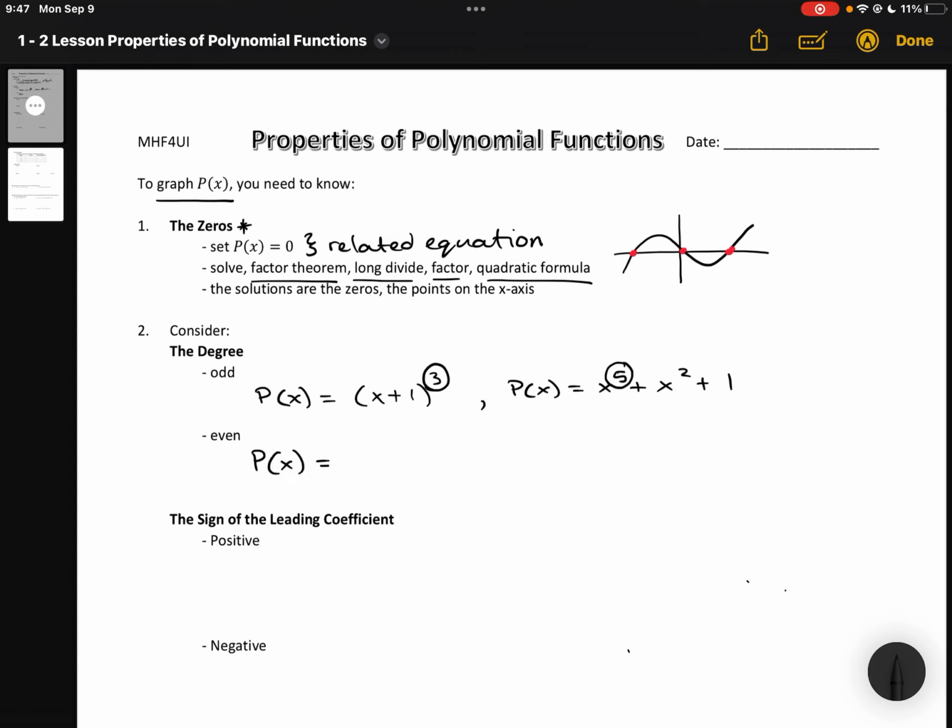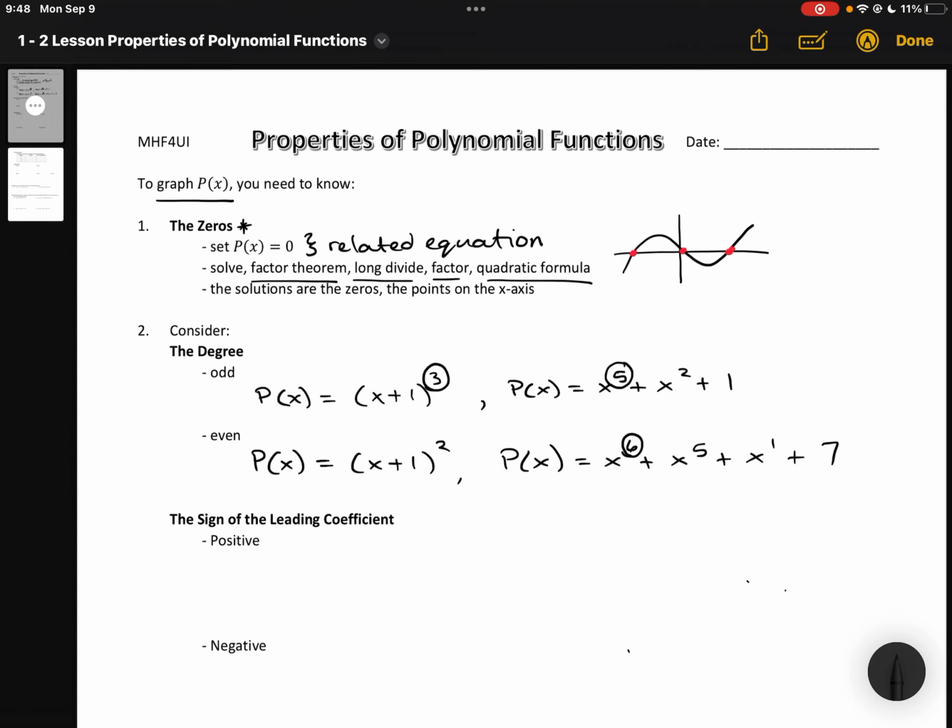Even would be if your highest exponent is even, and in expanded form it looks like this. My highest degree exponent is 6. That 6 is even, so that means that my function is an even polynomial. Once I've figured out the zeros, I've figured out the degree.